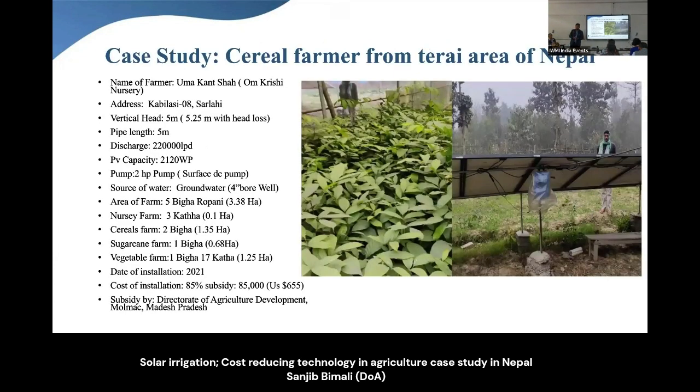In this case, the farm was around 3.8 hectares, fragmented into different uses like nurseries, cereal farms, sugarcane farms, and vegetables. The farmer just replaced his diesel pump with the solar pump. Thus, his cost of contribution for the project is around $655. Next, please.